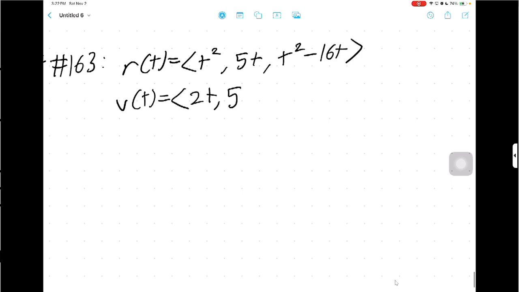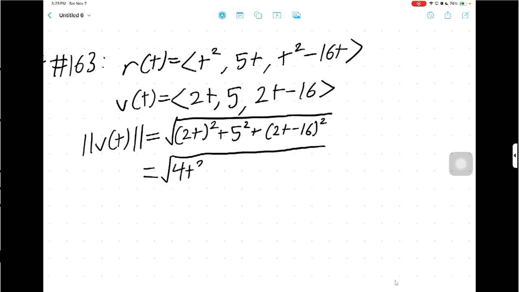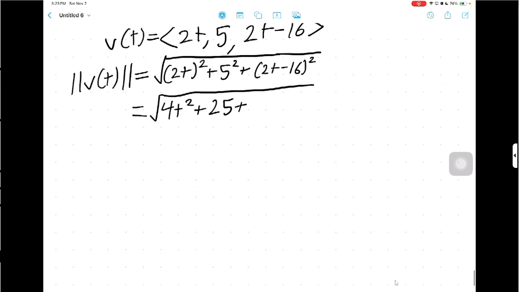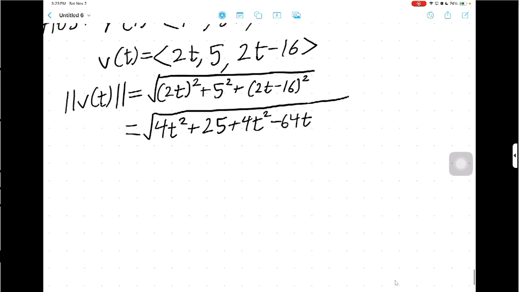So first, v of t, which is just going to be our derivative. And then our speed. Plus 4t squared plus 25 plus another 4t squared minus 64t. Keep forgetting to do these. Plus 256.